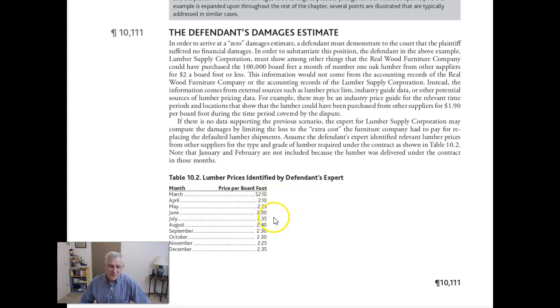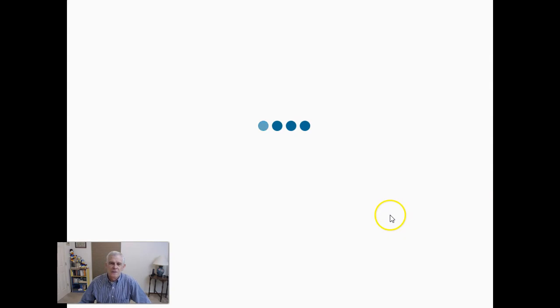The defendant's expert found out, look, you could have purchased the same board feet, same lumber at these prices. Yes, it's more than the $2 we agreed upon, and so you can sort of see what the damages are going to be, right? Like it's 10 cents per board foot for a couple of months and jumps up 25, 35, 30, 35 again. So let's see this calculation.